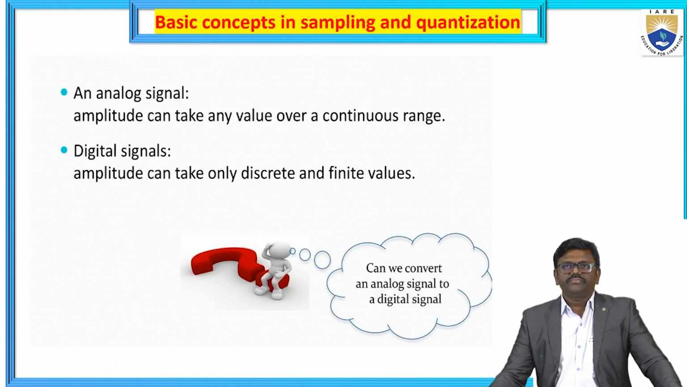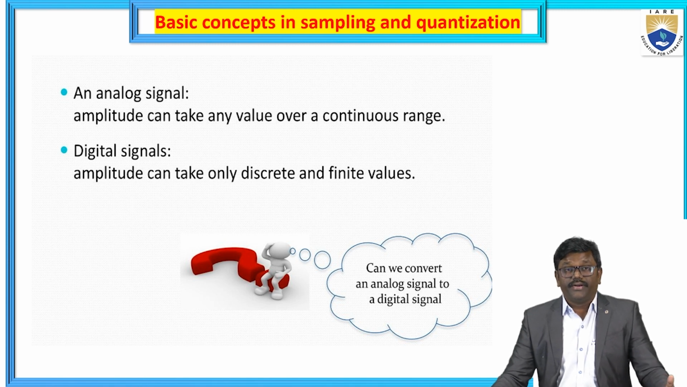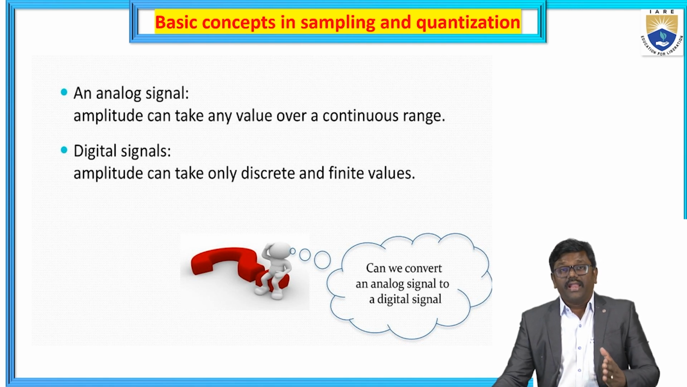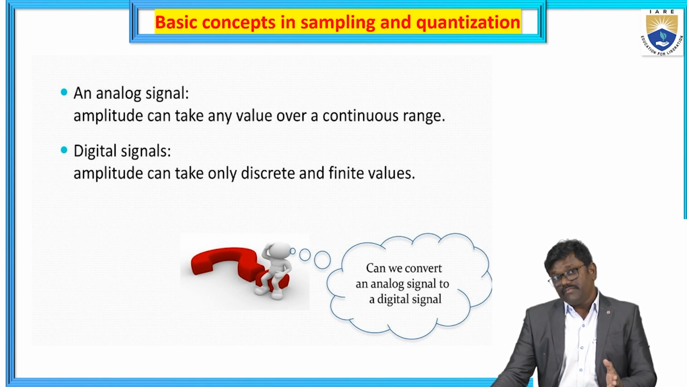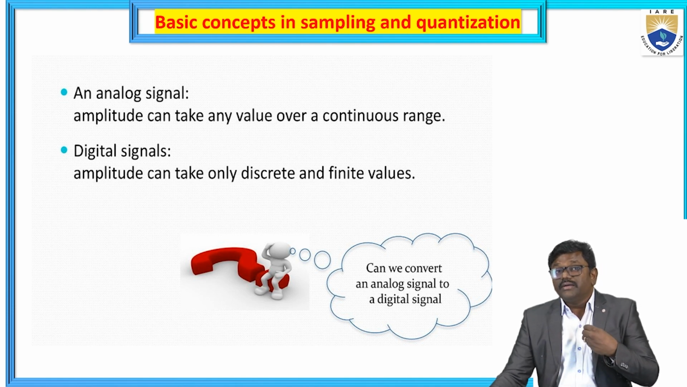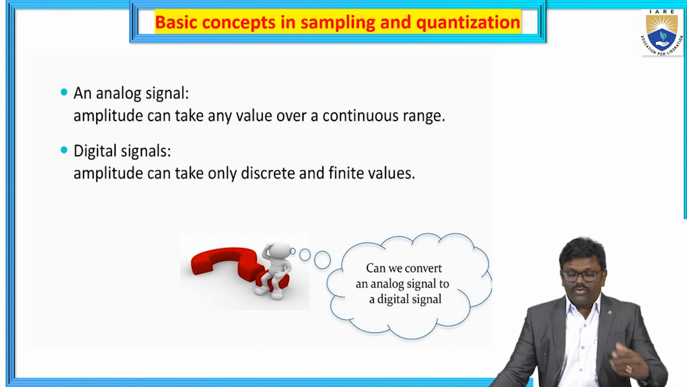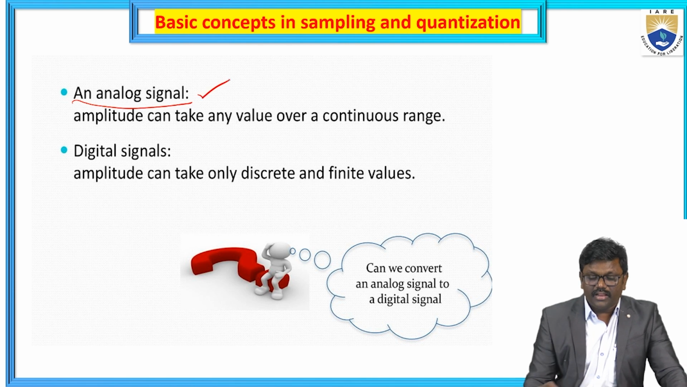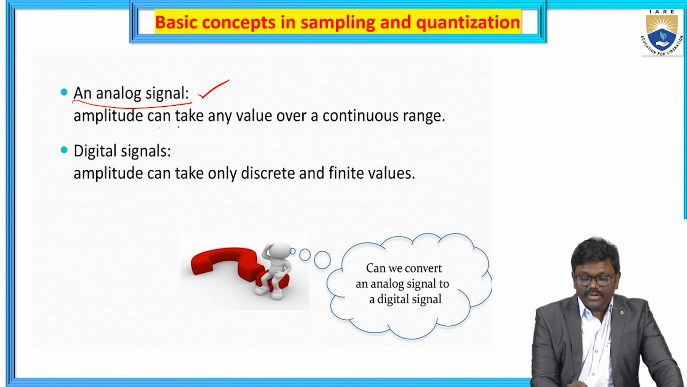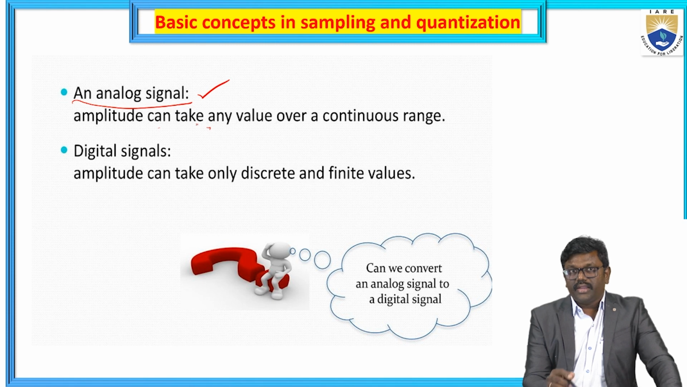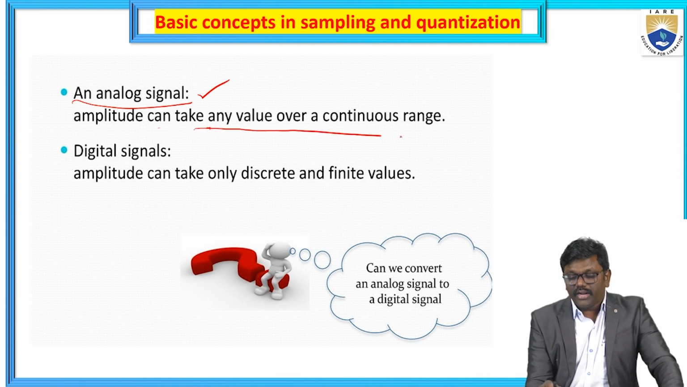What do we want to understand from here? The importance is that an analog image is converted into a digital image. We consider the analog image as a signal, in terms of analog image data. An analog signal, in terms of amplitude, can take any value over a continuous range.